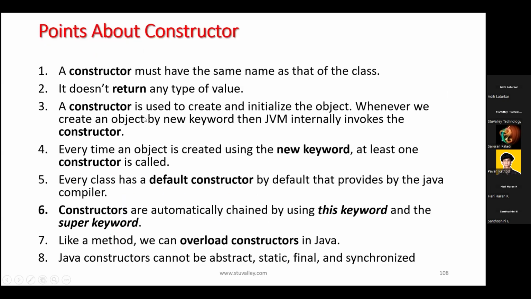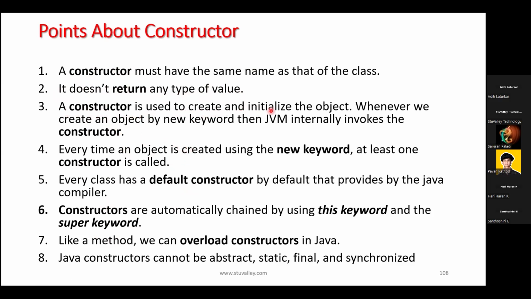Points to remember about a constructor. We will see how to write a constructor, but first, the points to remember. A constructor must have the same name as the class name. That means if you are creating a Student class, then the constructor must be named Student. It doesn't have any return type, so it will never return any value. It will only have access modifiers, and different access modifiers can be specified.